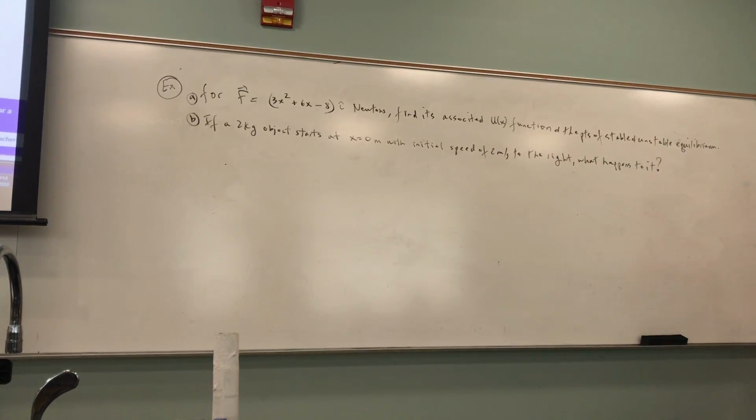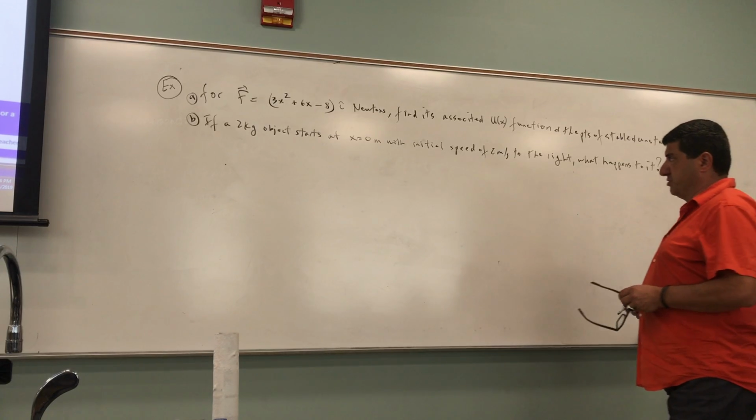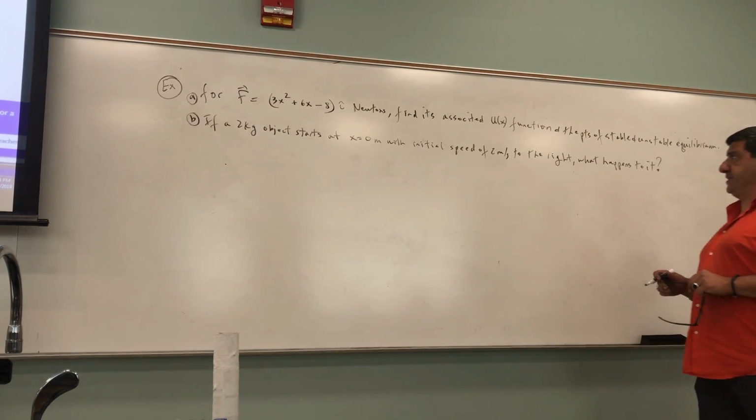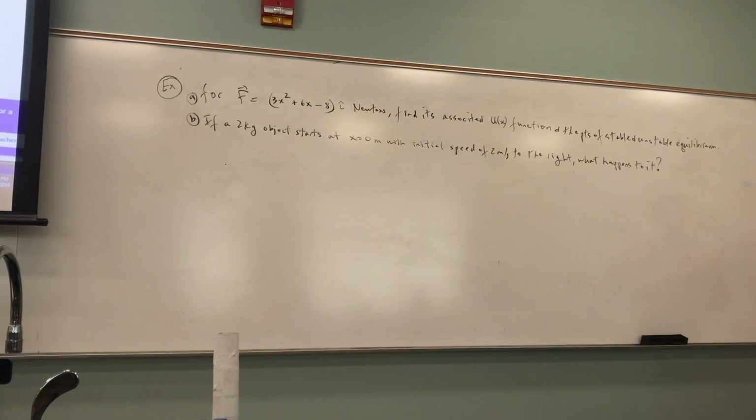Okay, so in this case, it's a one-dimensional force, 3x squared plus 6x minus 8. What is its associated potential energy function and the points of stable and unstable equilibrium? Then you're given a scenario. If a 2 kilogram object starts at x equals 0 meters with an initial speed of 2 meters per second to the right, what happens to that object?